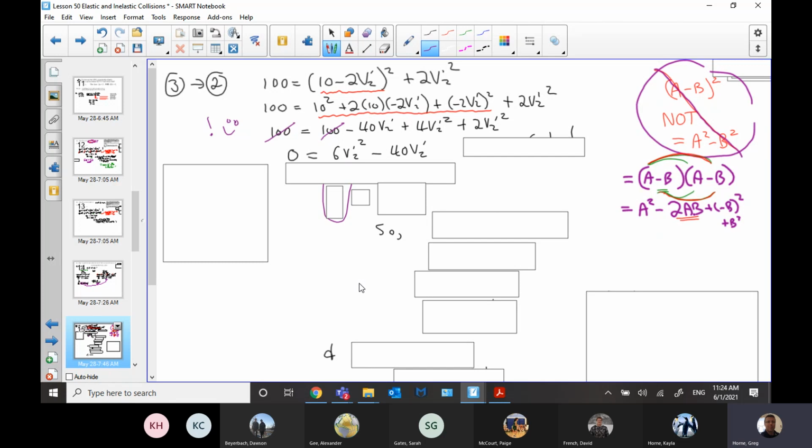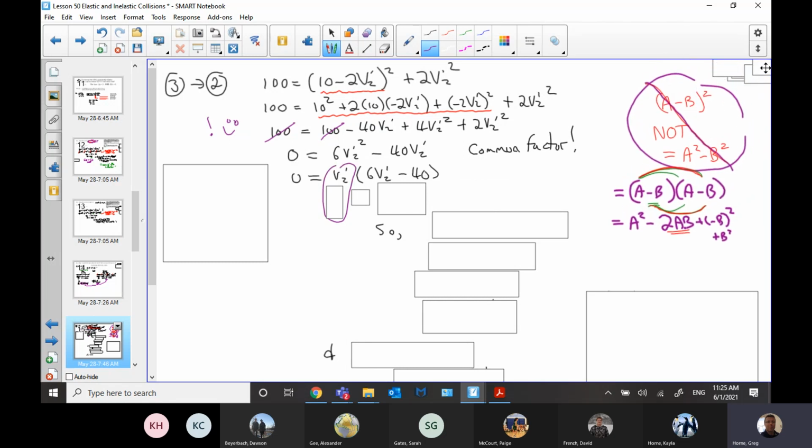So again, because the velocity of the second object is 0, we can just factor out. It's a quadratic, but a simple quadratic where we don't have a constant term, so we can solve directly using algebra. If you do have a constant term, which you will in some of the questions, you have to use the quadratic formula.